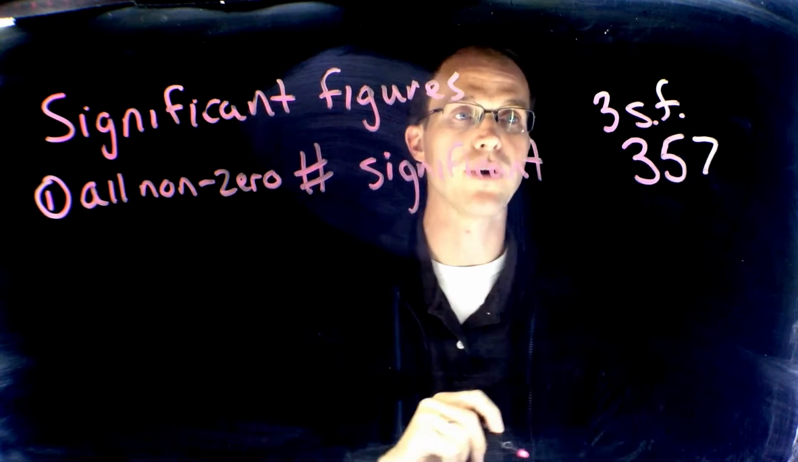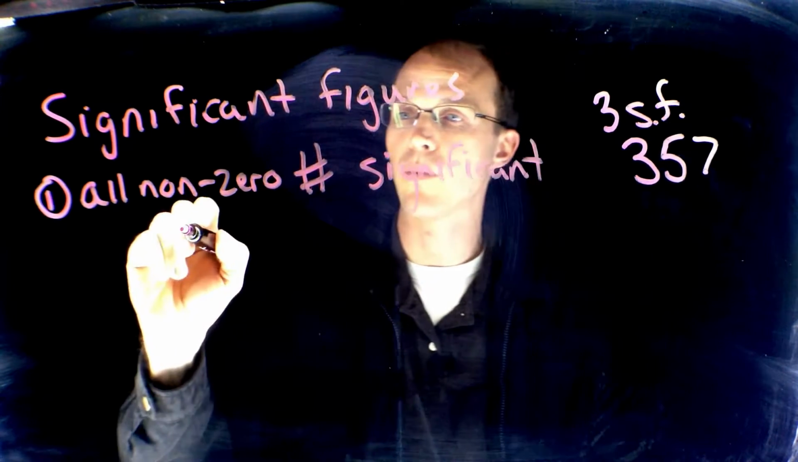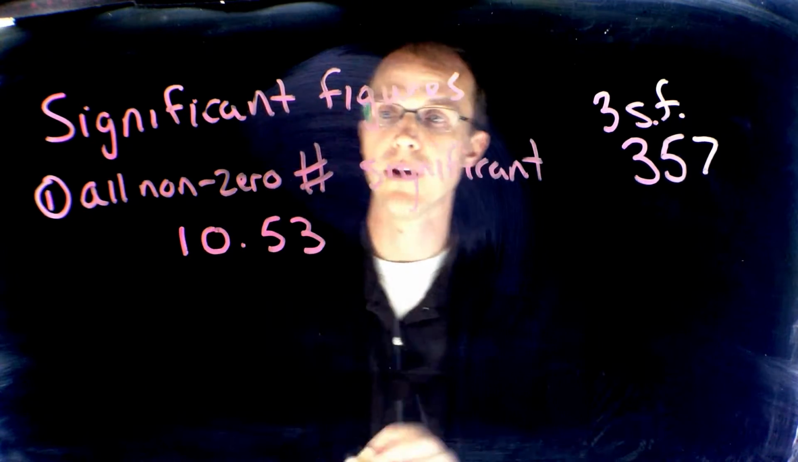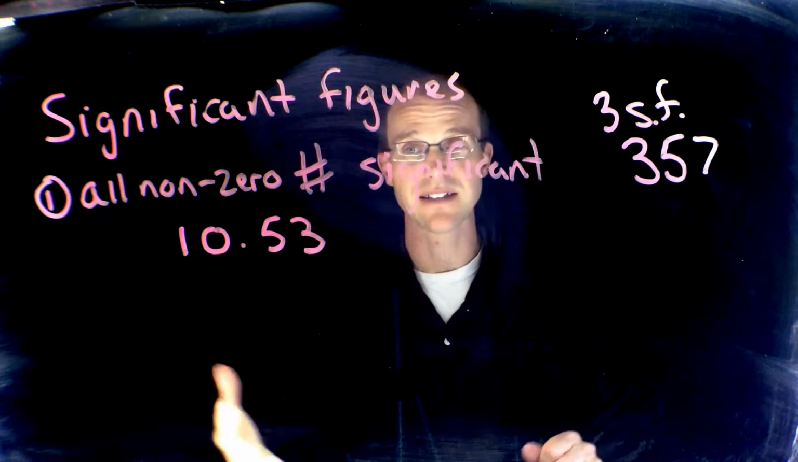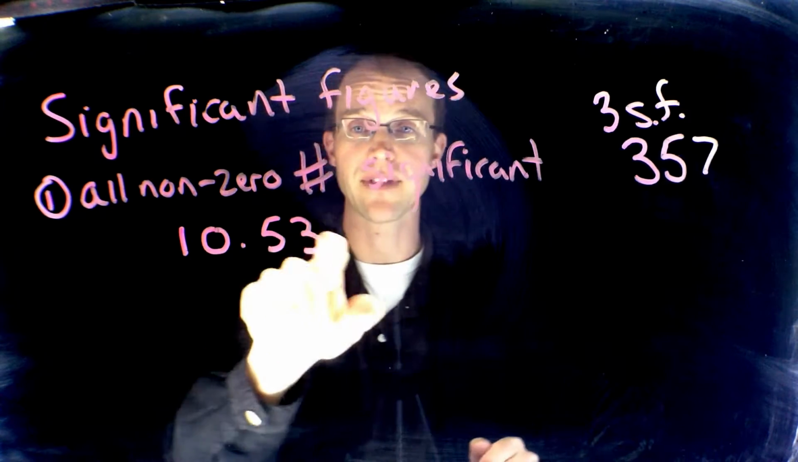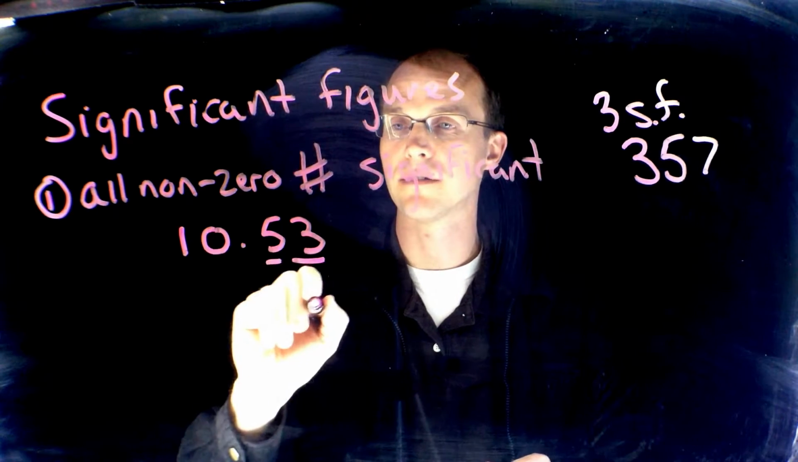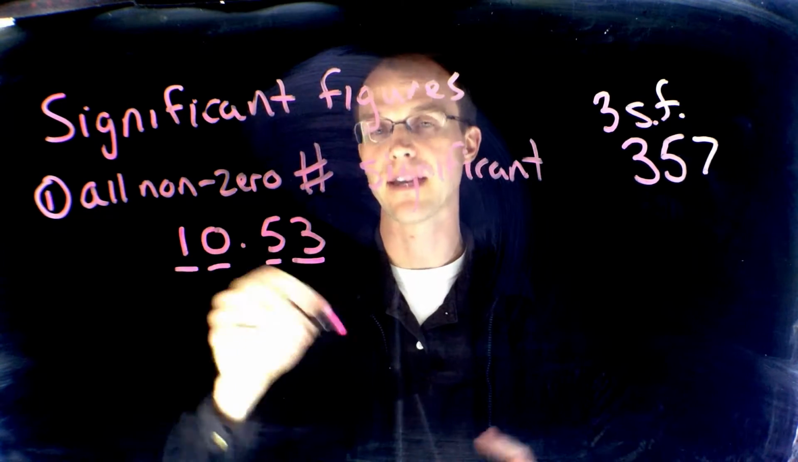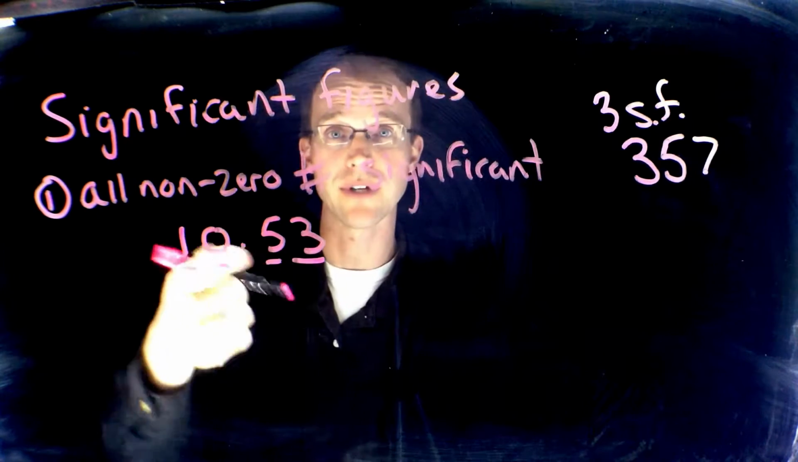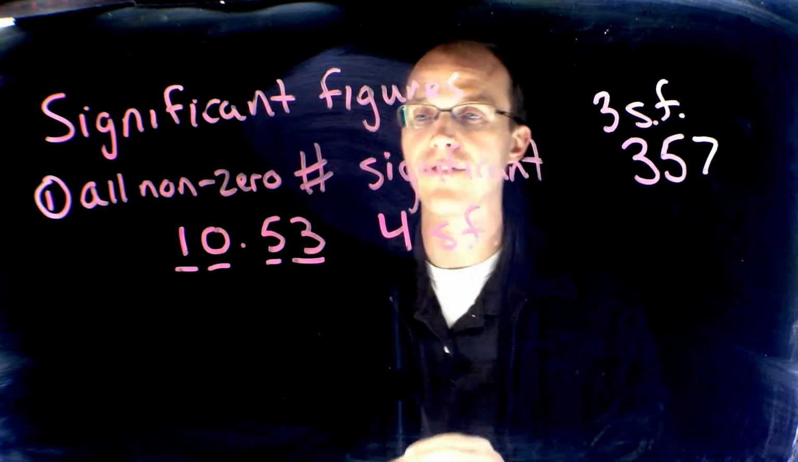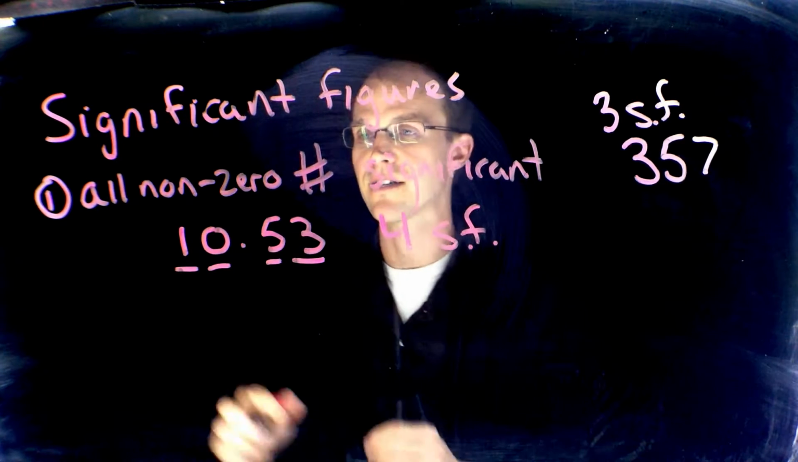Now, if we had a decimal point after that, if we had something like 10.53, what we mean is that someone knows that it's exactly 10, someone knows that it's exactly 0.5, and they went out and even measured the 3, and we count this as all significant. Now, I just realized I put another rule in here when I did the 10. I'll get to that in just a second. So that's got 4 significant figures. We'll get to that 0 in a second.